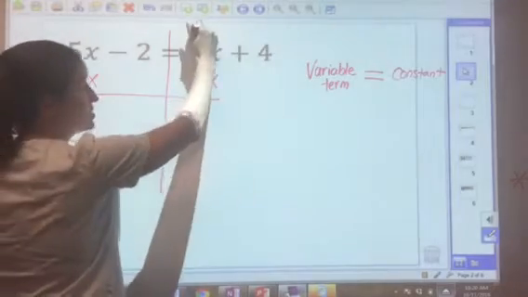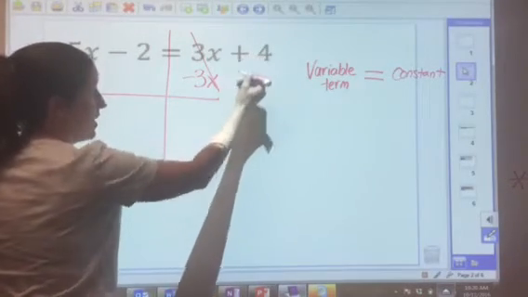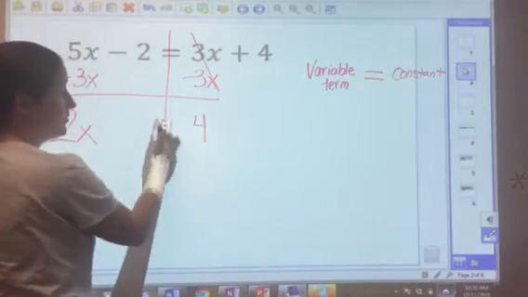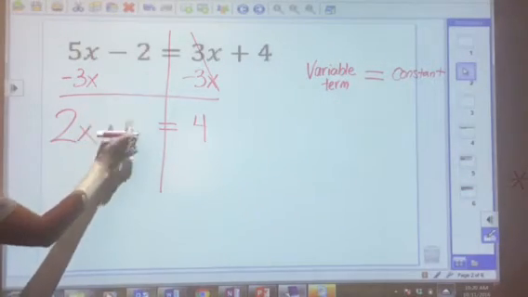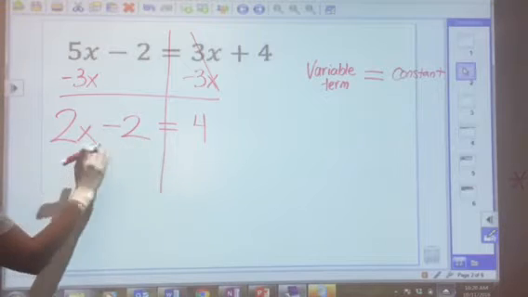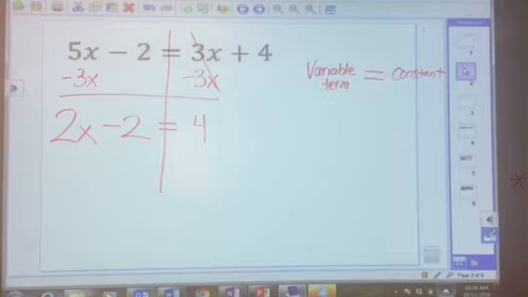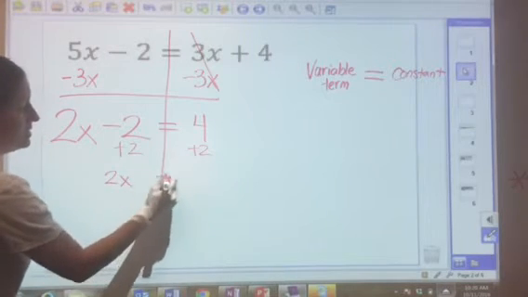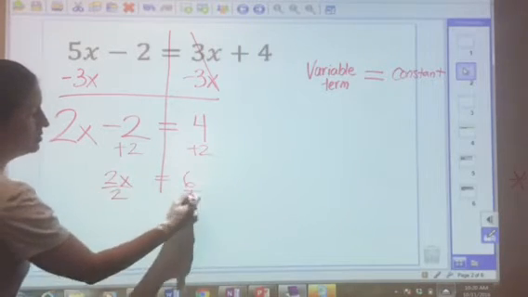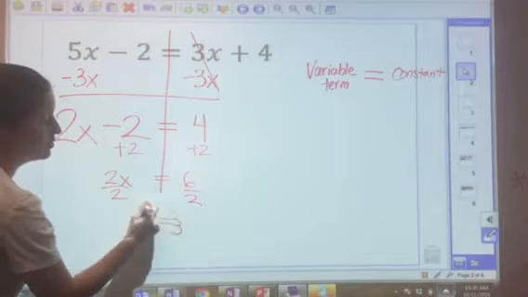So 3x minus 3x is 0. So that leaves me with 0 plus 4, which is 4. That's all that I have on the right-hand side. Bring down my minus 2. So now I have 2x minus 2 equals 4. Now I have a two-step equation. Add 2 to both sides. 2x equals 6. Divide by 2 on both sides, and x equals 3.